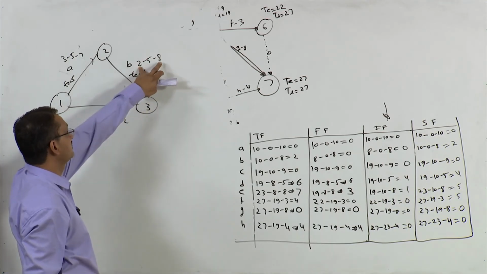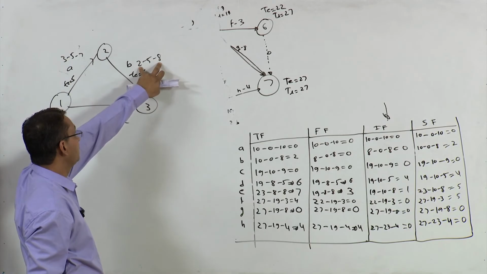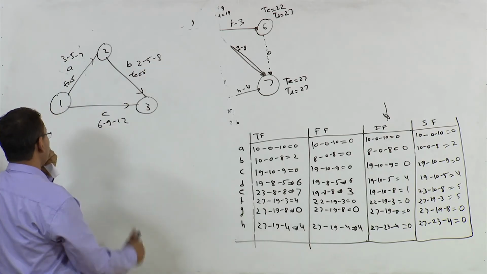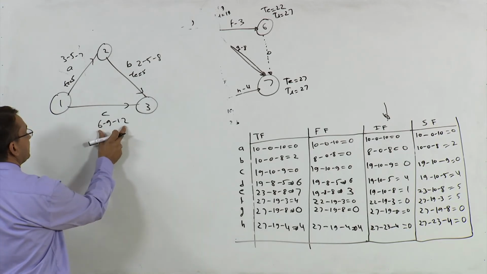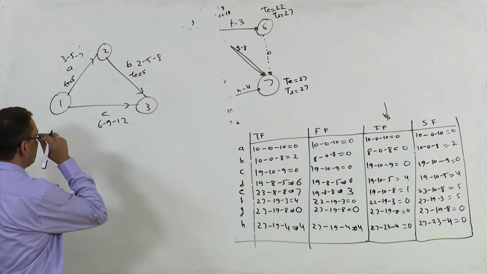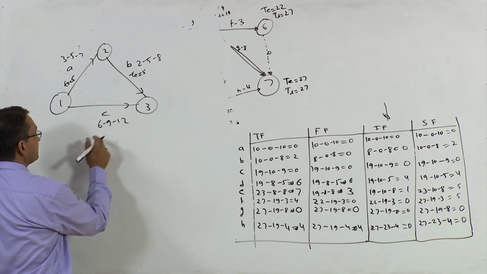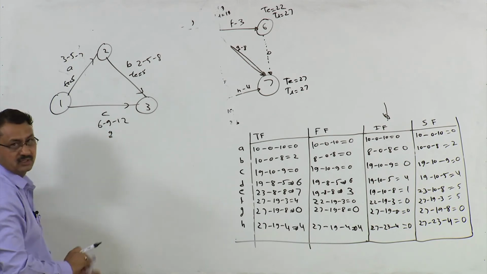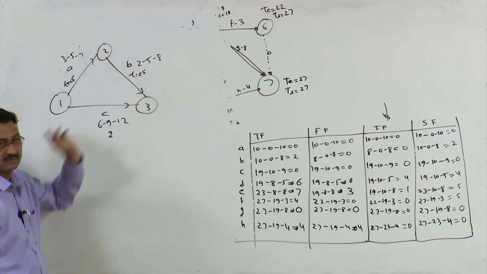TE for this would be 2 plus 8, 10 plus 20, 30 by 6 is 5, right? Similarly here it is 18 plus 36 divided by 6, so that would be 9. So critical path is this path, right?